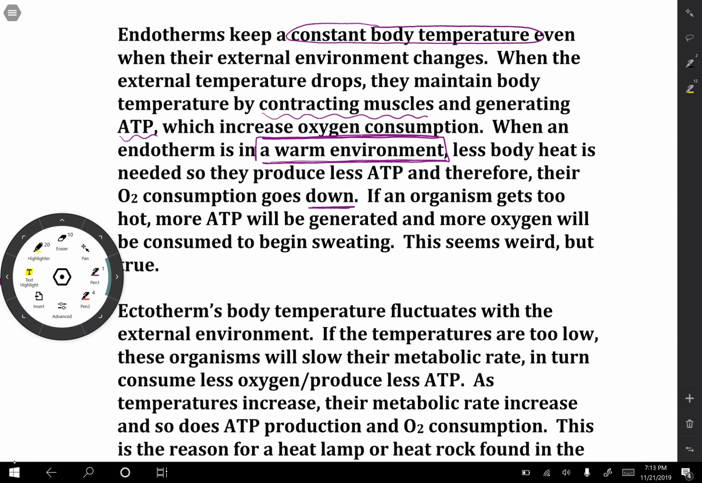So if the organism gets way too hot, then things get all weird and we begin to sweat. But let's just keep it simple: as the exterior temperature changes, as it gets colder, our ATP production goes up. As it gets warmer, our ATP production goes down.